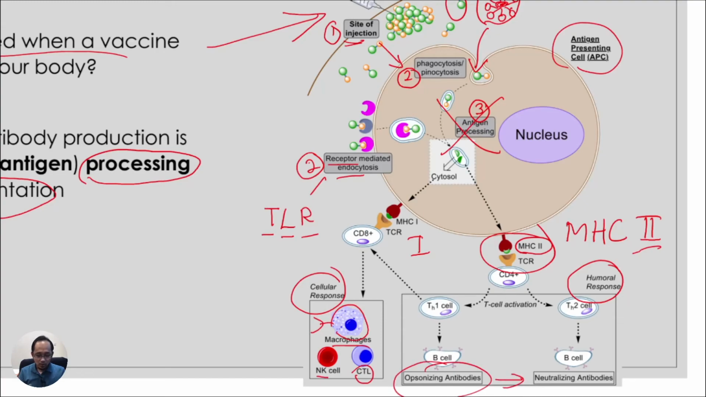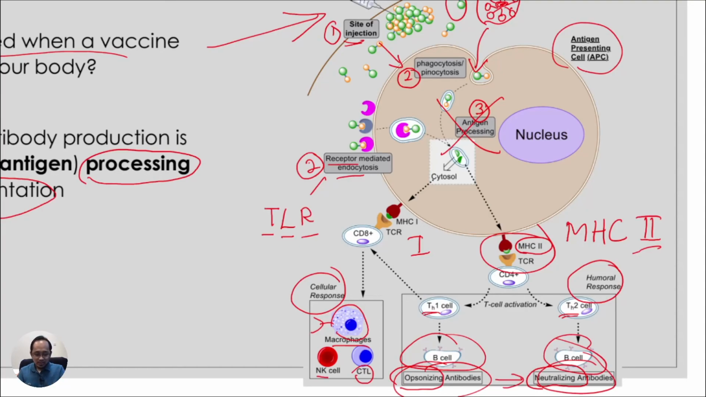Okay, so I've talked about the cellular response. What happens in a humoral response? So in a humoral response, I'm not going to touch on this TH2, TH1 pathway, but what it means towards the end of the day is it activates B cells, and then these B cells produce antibodies that are either neutralizing or opsonizing. So what is the difference?